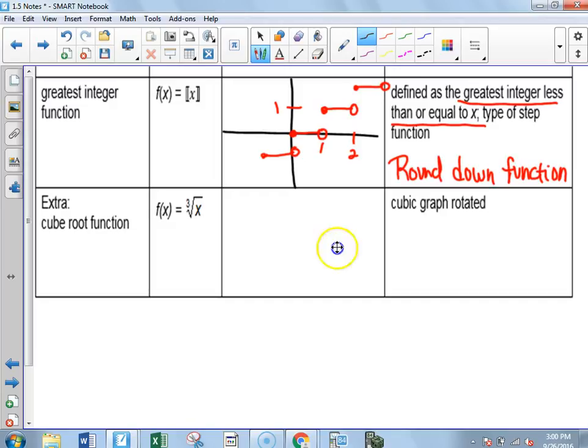And one extra one I put on here is the cube root function. The cube root function looks like this. It's a 90-degree rotation of the cubic function. It goes through 0, 0, 1, 1. Out here it would go through 8, 2. Right, cube root of 8 would be 2. Everybody okay?